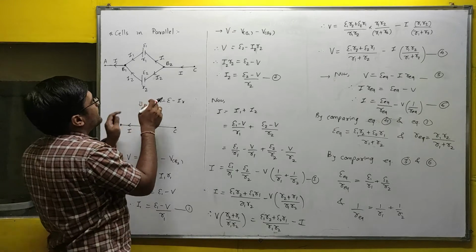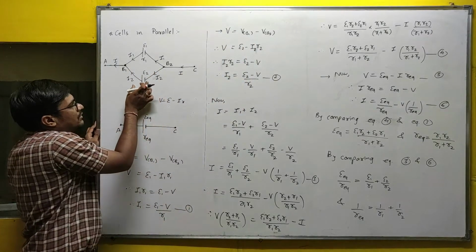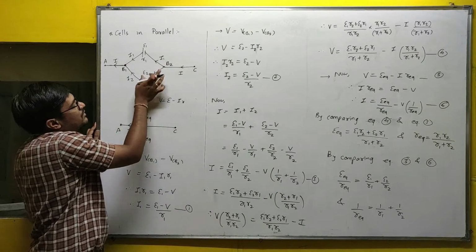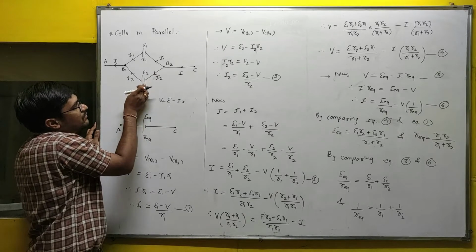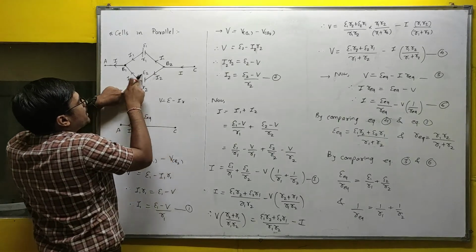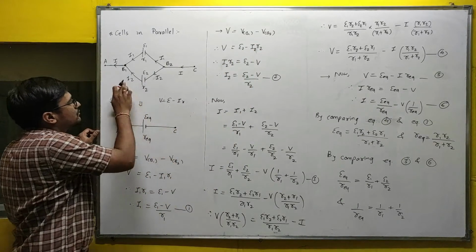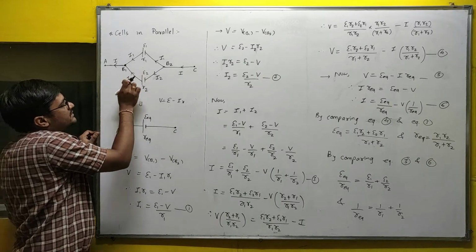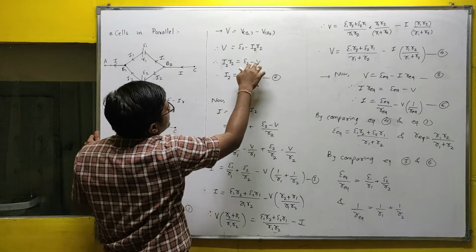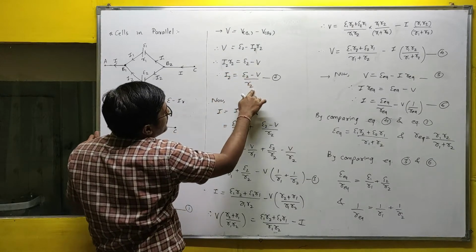Now again write the potential difference between B1 and B2. The terminals of the second cell are also connected between B1 and B2. So the potential difference between B1 and B2 is equal to the terminal voltage of this second cell. So write the terminal voltage of the second cell as V equals E2 minus I2 R2, where the current from the second cell is I2. Now take I2 R2 to the left side and V to the right side. Now make the formula of I2, that is I2 equals E2 minus V by R2.